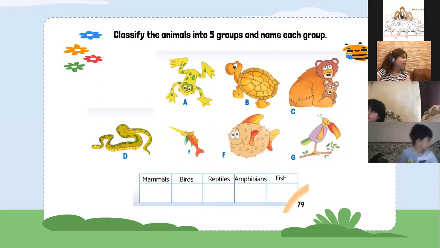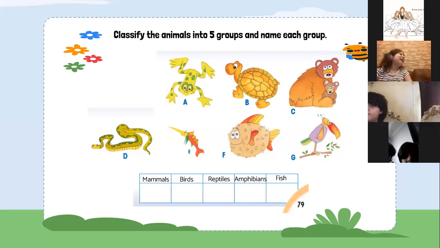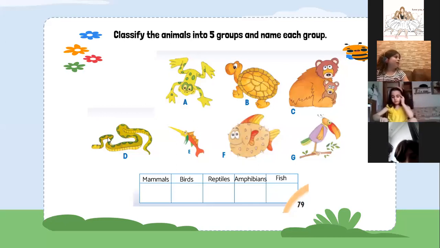So now I'm going to repeat. Mahdi, which animal should I write under the group of mammals? Mahdi, which animal under the group of mammals? Bear. Bear, bravo. Thank you, Mahdi. Iba, which animal under the group of birds?